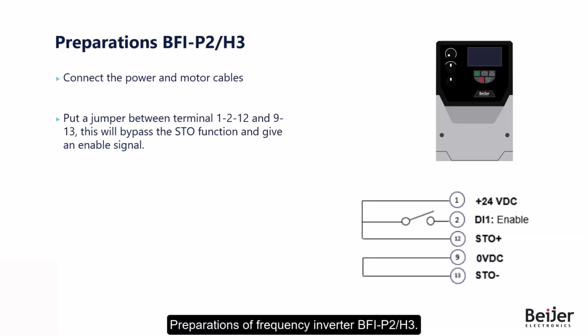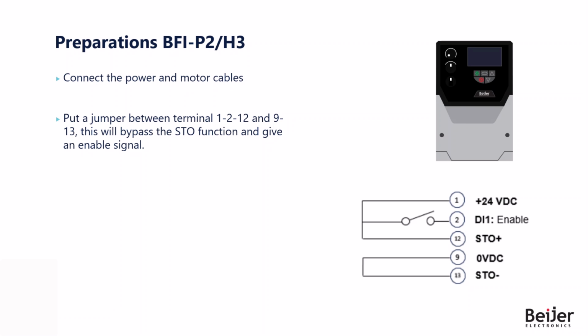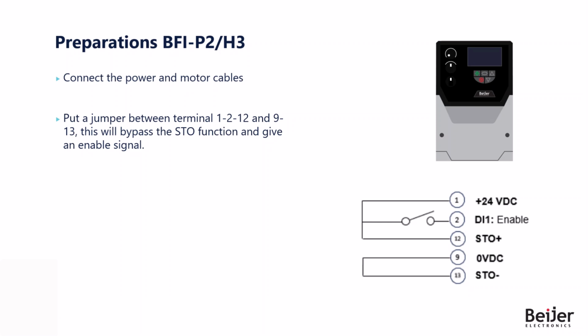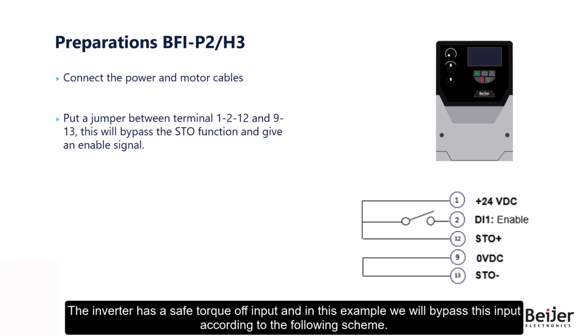Preparations of frequency inverter BFI P2/H3. Connect the power and motor cables according to the installation instructions of the user's manual. The inverter has a safe torque-off input, and in this example we will bypass this input according to the following scheme.